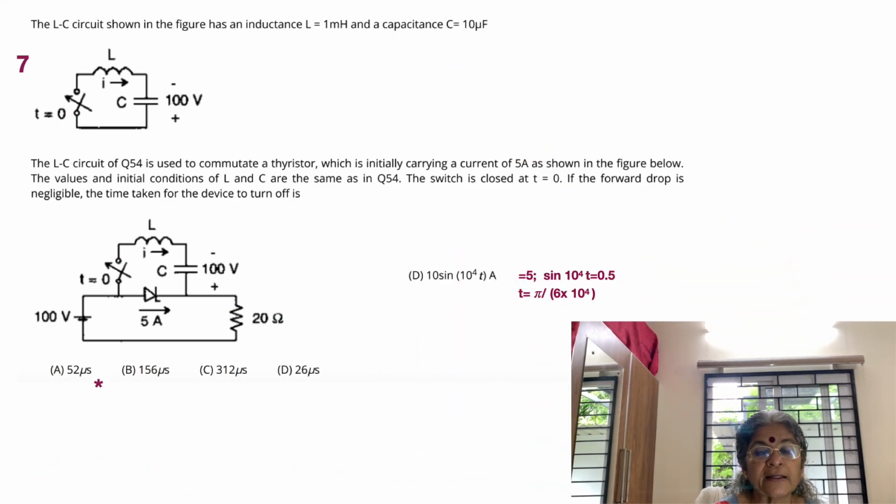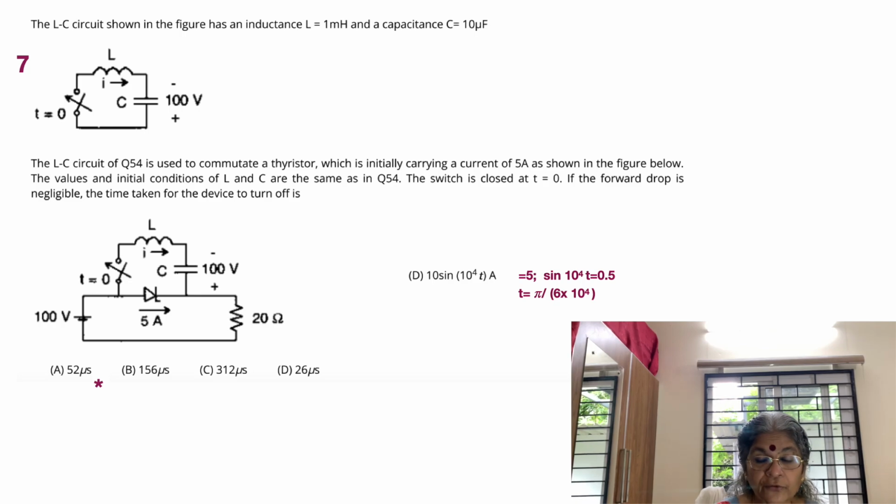So the LC circuit is used to commutate a thyristor which is initially carrying a current of 5 ampere, as shown in the figure. The values and initial conditions of L and C are the same as before. We have already seen the values of L and C, and 100 volt is available across the capacitor. The switch is closed at t equal to 0. Which switch? The switch that is now in the 100 volt circuit. The forward drop is negligible. So when both currents equate, we are going to have turn off.